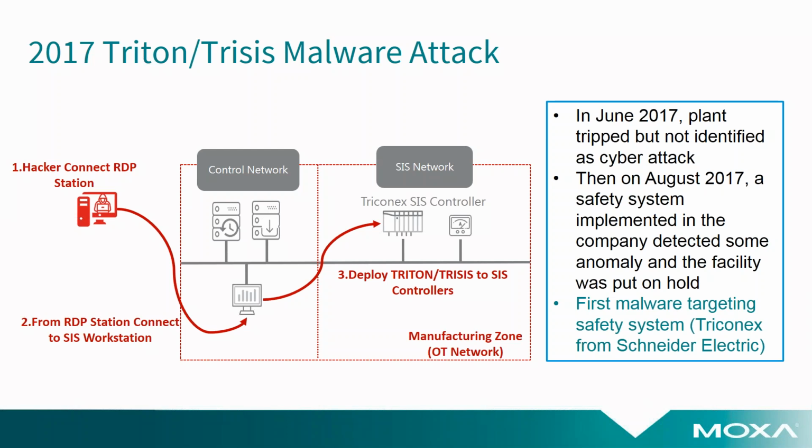What happened was that the company sent that device back to the device manufacturer, in this case Schneider Electric, and they looked at the device and did not find any issue. They shipped it back to the company, who put it back in operation, and then guess what? In August 2017, a couple of months later, the system tripped again, and they finally figured out that it was a malware attack.